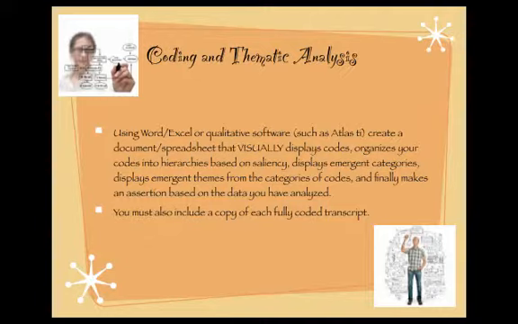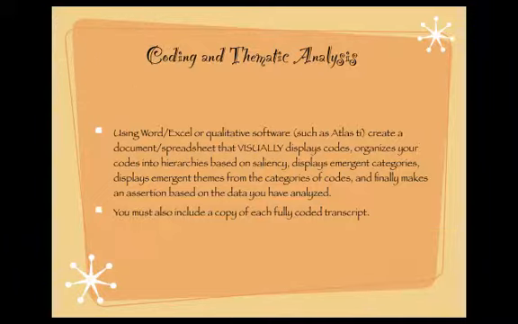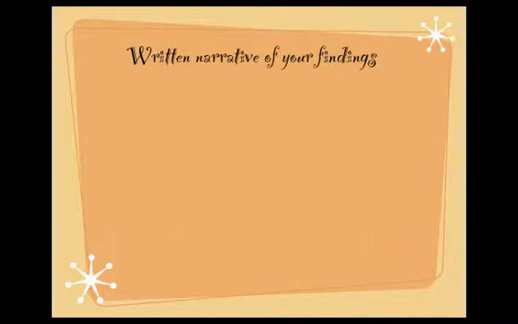So what I want to see is how you organized your codes into hierarchies based on saliency, displaying your emergent categories, your emergent themes, and how you move from categories into themes and eventually your assertion. And again, all these concepts are very clearly covered in the class. So don't worry if you don't understand the process right now. The key to remember is making sure I get to see your process from the very beginning to the very end. Also, you'll include a copy of each fully coded transcript when you turn in your coding and thematic analysis.